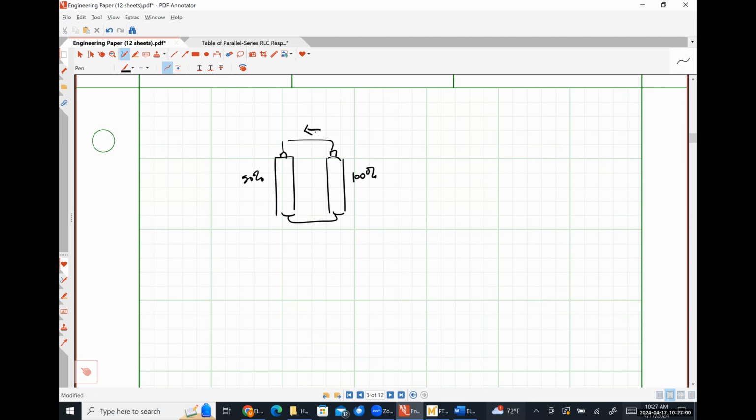Like, do they cancel each other? Do they add a little bit? Do they add significantly? Right? What a pole is, and what a dipole is.